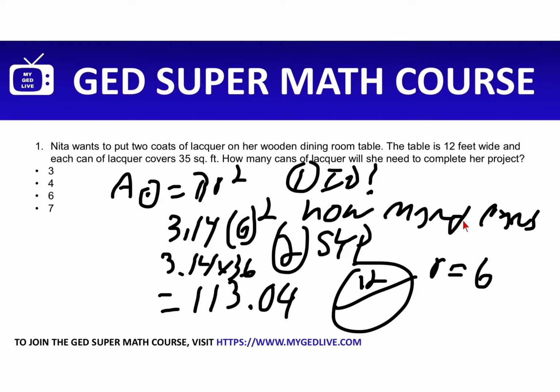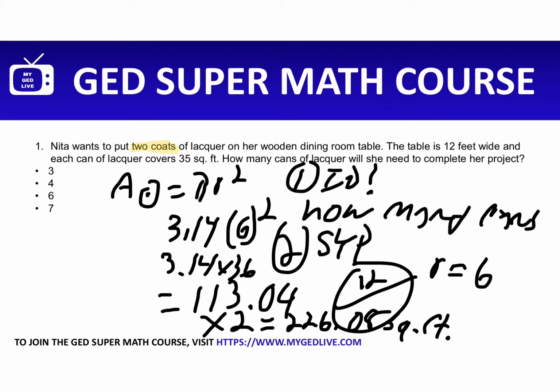Now, here's where reading carefully comes in. How many cans do we need? Well, there's one important detail here, which is right here. She wants to put 2 coats of lacquer. Let me highlight that. She wants to put 2 coats of lacquer on her table. And so because she wants to do 2 coats, we have to multiply that by 2, which gives us 226.8 square feet that she'll have to cover.